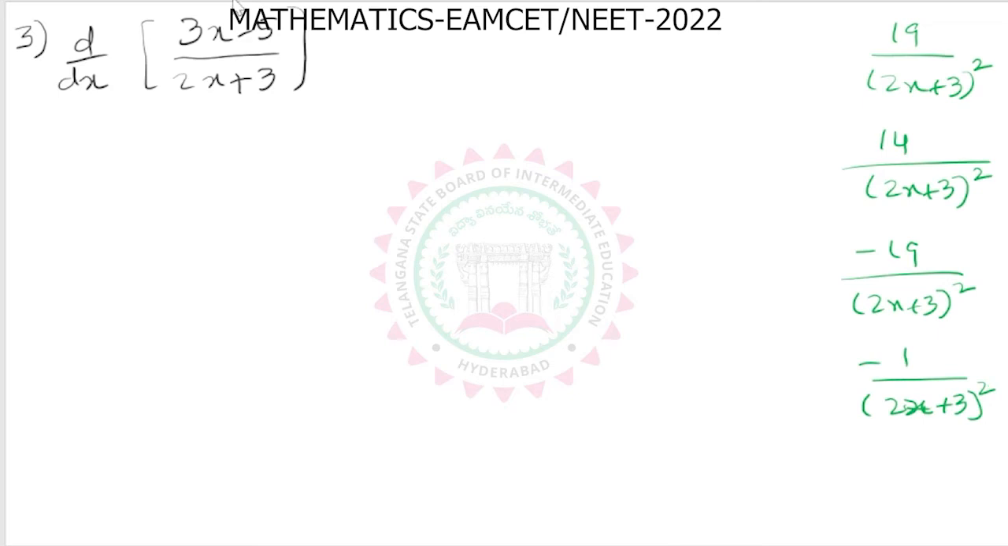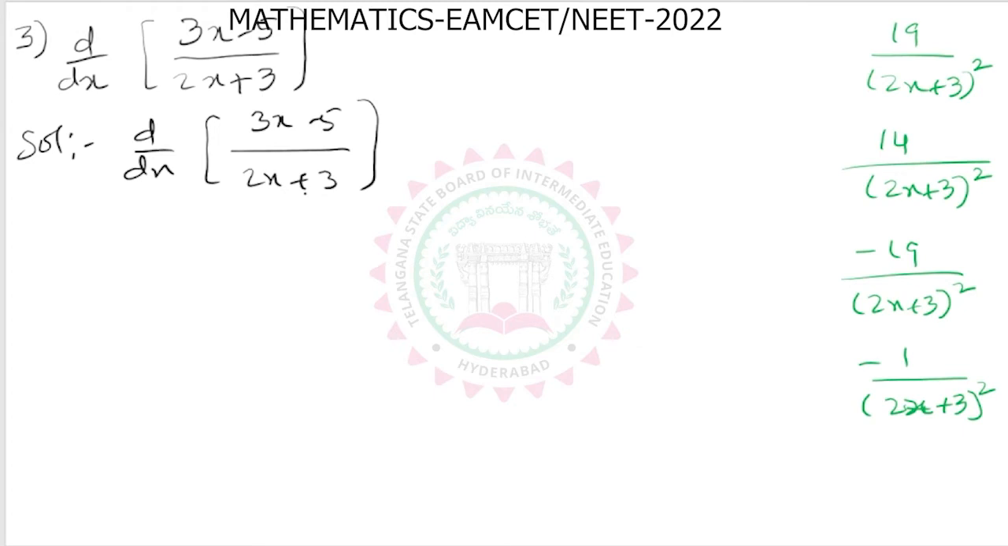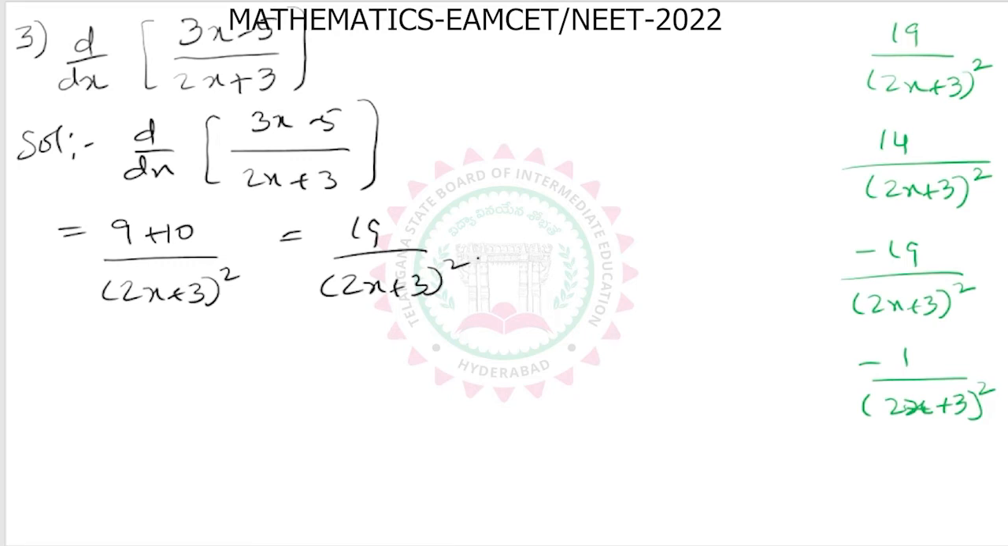Now, write down the solution. d by dx of 3x minus 5 by 2x plus 3. As I told you in the previous question, if the question is of the form of ax plus b by cx plus d, the answer is ad minus bc by cx plus d whole square. Therefore, using that formula 3 into 3, 9 minus bc, minus 5 into 2 is minus 10, becomes plus 10 by 2x plus 3 whole square. So 10 plus 9 is equal to 19 by 2x plus 3 whole square. So 19 by 2x plus 3 whole square is my correct answer. So my option is the first one. Is it clear?